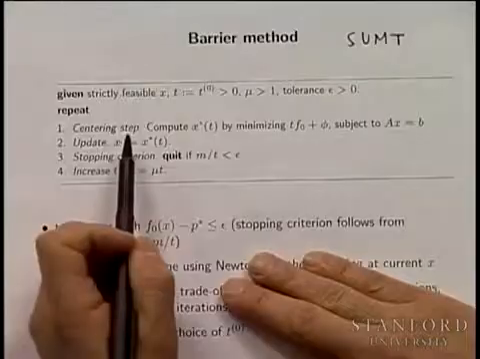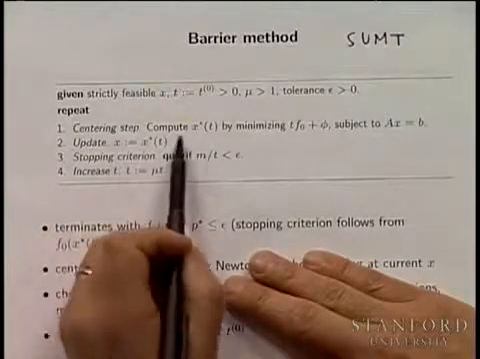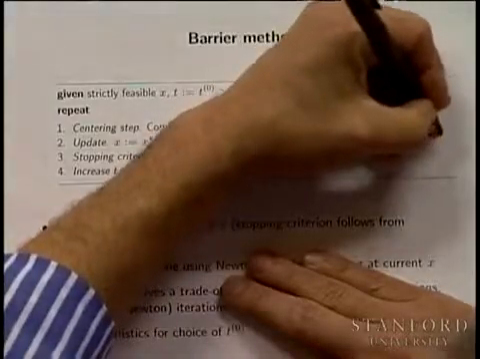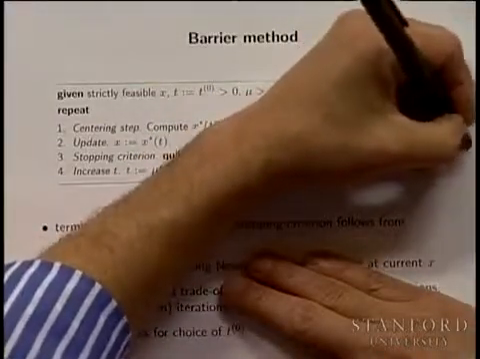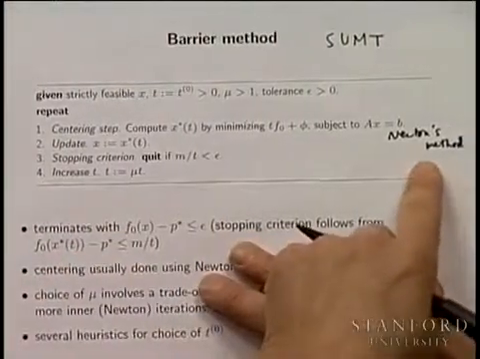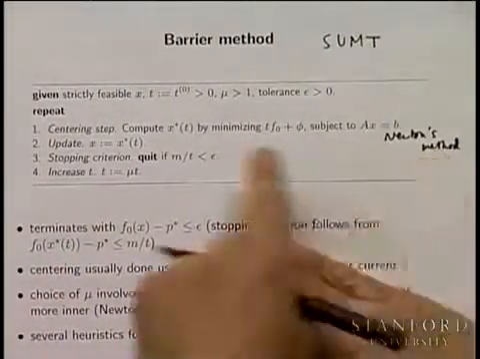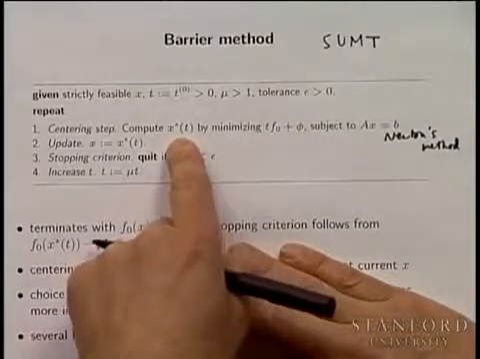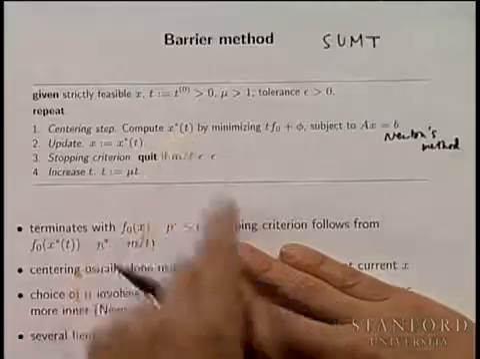You simply do centering steps. So you compute x star of t by minimizing this. And this could be using Newton's method. I mean, it doesn't really matter. But if you want a complexity method, and if you want this method to work well, you're going to have to use something like Newton's method here. Okay? So you do this, and you will start from the previous x star found.